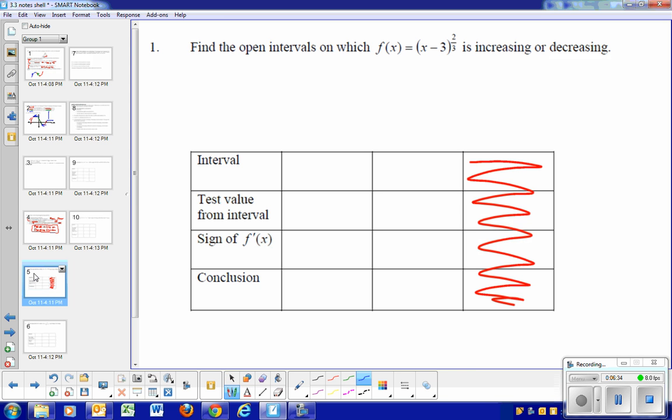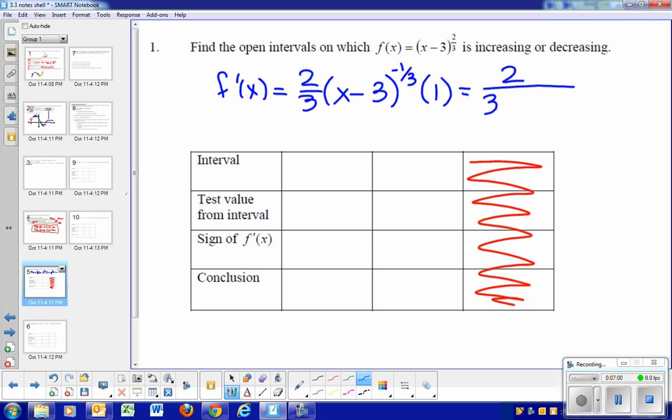So this one says find the open intervals on which the function, the quantity x minus 3 to the 2/3, is increasing or decreasing. Okay, so the first derivative can be found by thinking of chain rule. Bring the 2/3 in front, keep what's in the parentheses, reduce the exponent by 1, and then the derivative of the inside in this case is just a 1. If I write this in maybe more friendly notation for myself, I've got a 2 upstairs, a 3 on the bottom, and a cube root of the quantity x minus 3.